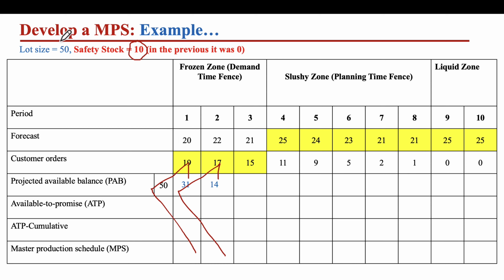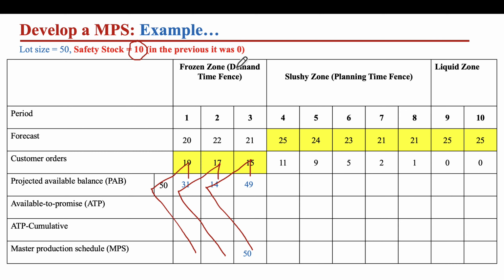How much? Lot size is 50. And so we will produce here 50 units. And PAB will become 50 plus 14, that's 64. 64 minus 15, that will be 49. Is this 49 sufficient to meet 25?